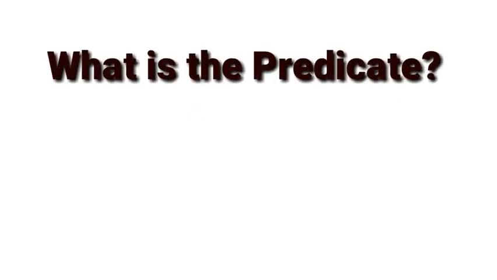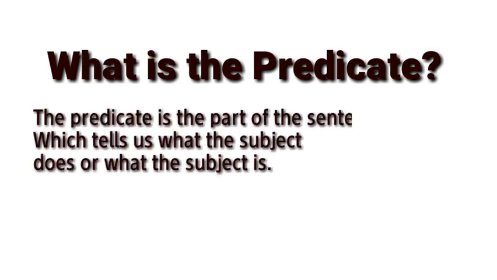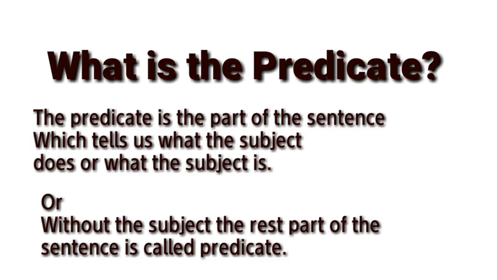Now, the next point. What is the predicate? The predicate is the part of a sentence which tells us what the subject does or is. Or, without subject, the rest part of the sentence is called predicate. Jumle mein subject ke ilawa, baki hisse ko predicate kehte hain.